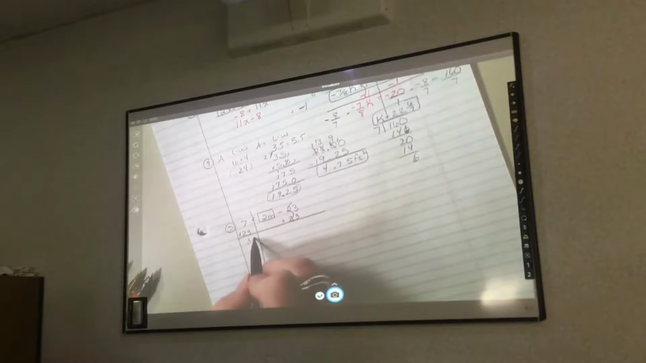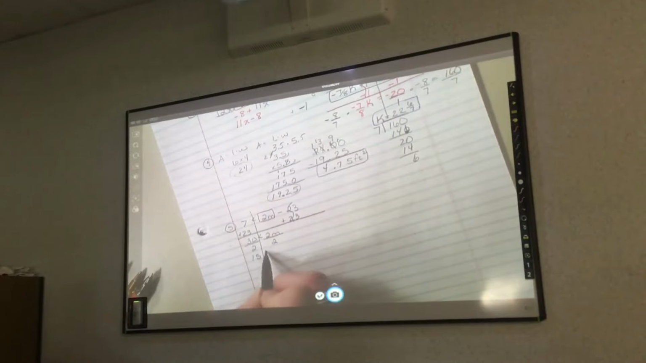30 is less than 2m. So now divide by 2 on both sides. 15 is less than m. But remember, you want to rewrite it with m on the left, so m is greater than 15.